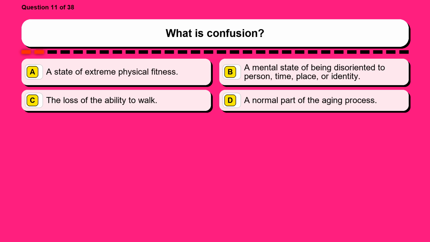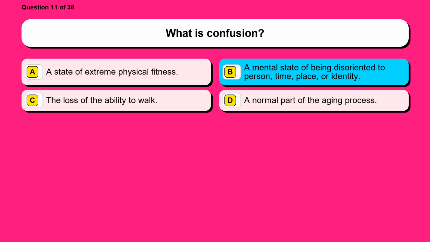Question 11. What is confusion? Option A. A state of extreme physical fitness. Option B. A mental state of being disoriented to person, time, place, or identity. Option C. The loss of the ability to walk. Option D. A normal part of the aging process.